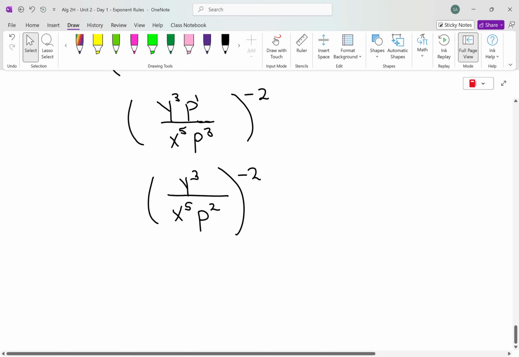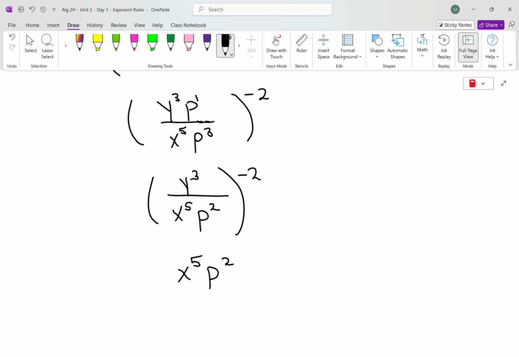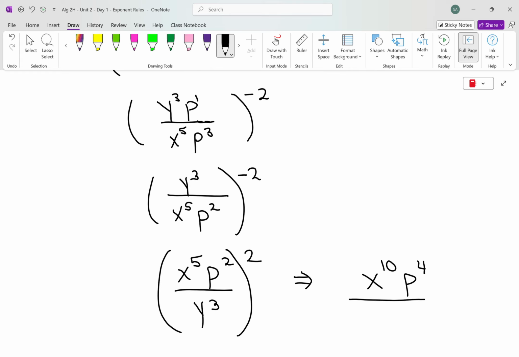Okay, so here's something new. When a whole entire quantity is raised to a negative exponent, what you want to do is completely switch the numerator and the denominator to make it positive. So this becomes x to the fifth, p to the second, over y to the third, now all raised to the positive second power. Am I done? No, I have to distribute in that power of 2. So this becomes x to the 10th, p to the 4th, and y to the 6th. And now I'm done.